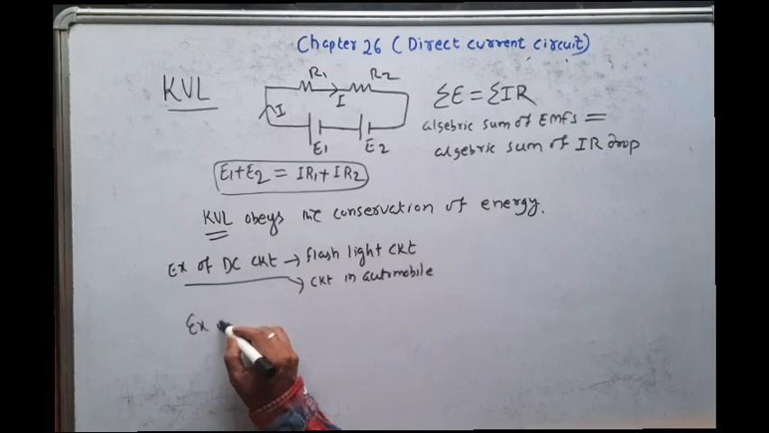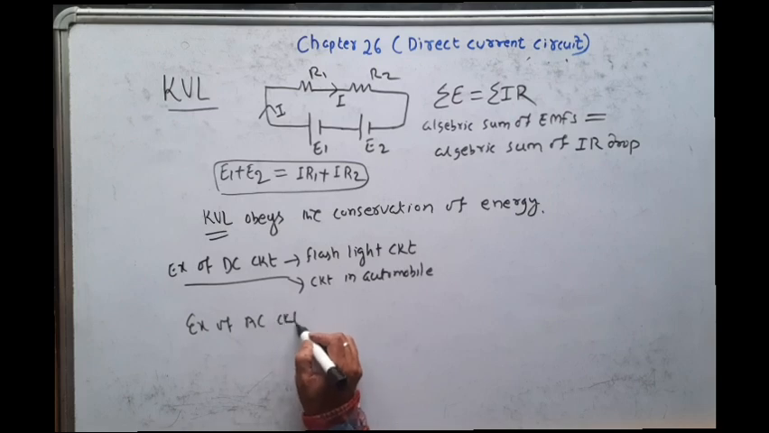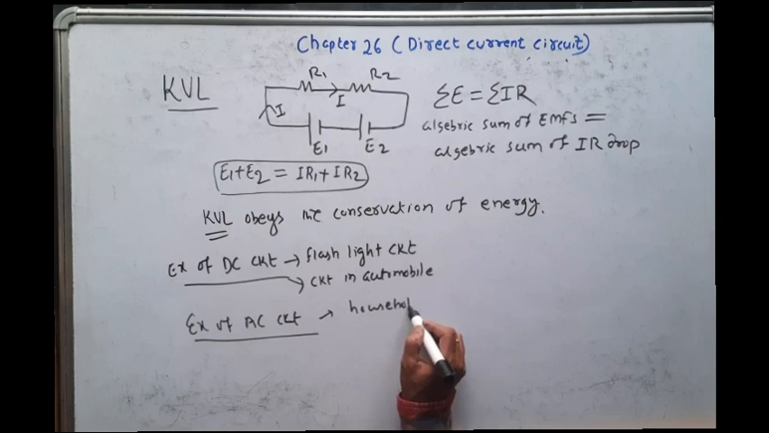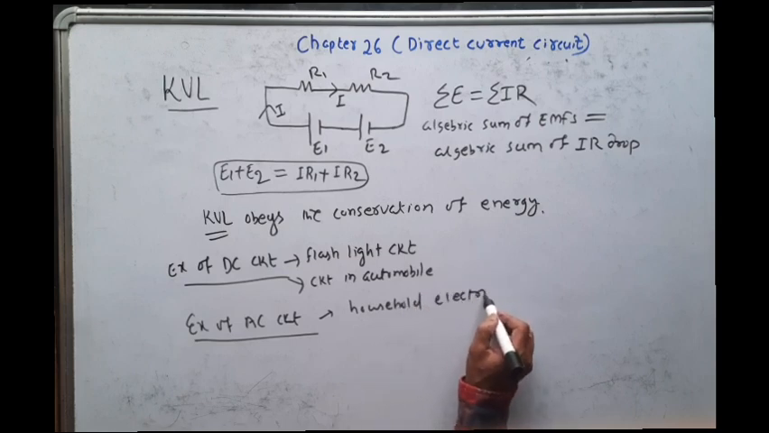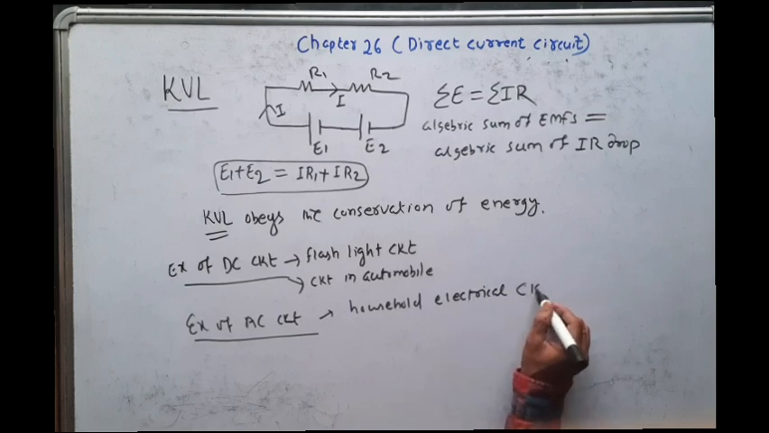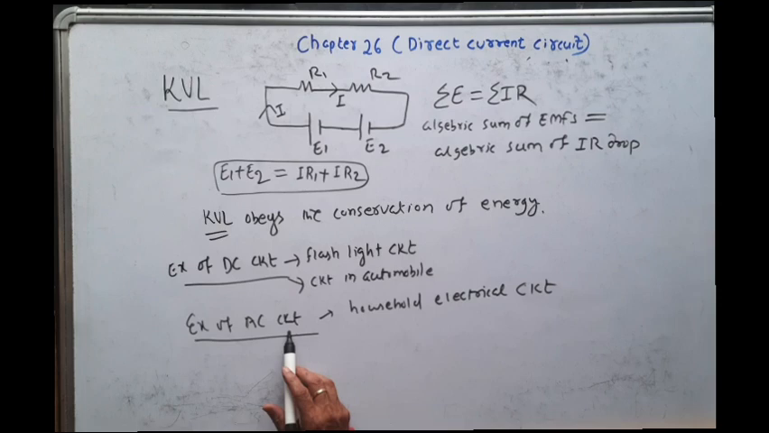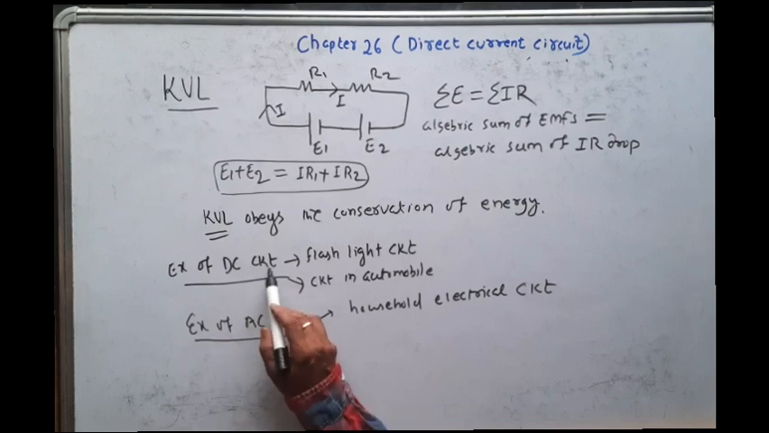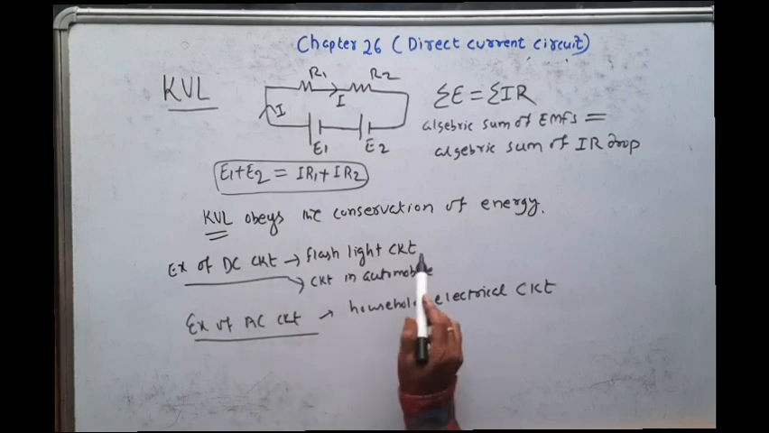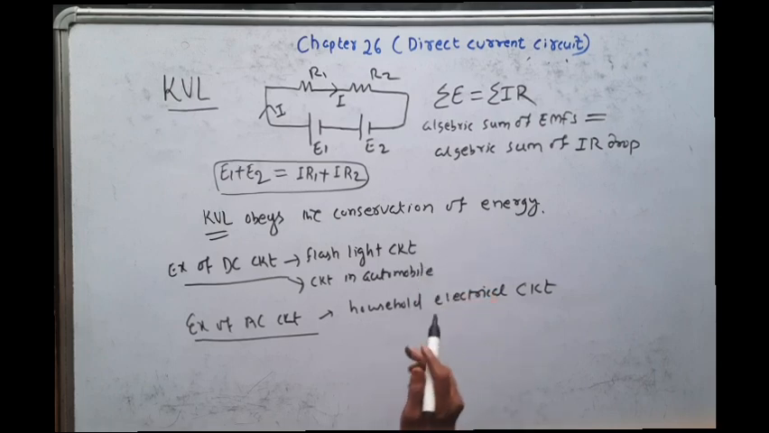Then what is the example of AC circuit? In our household, electrical appliances and electrical circuits are the example of AC circuit. Here the source of EMF is alternating current. But in a DC circuit the source of energy is your battery or solar cell, like that. So this is the example of DC circuit and example of AC circuit.